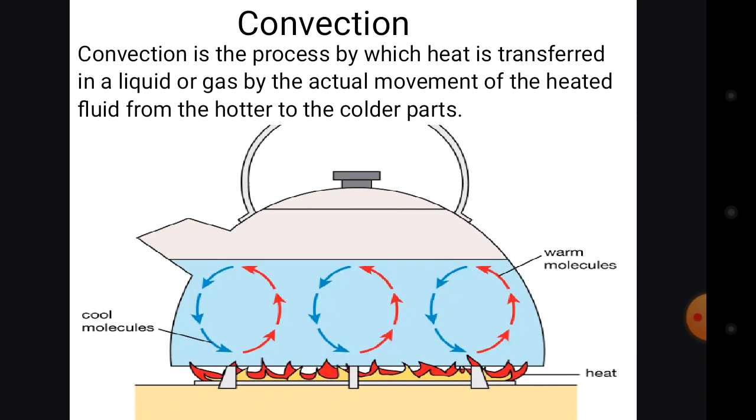All of the water can become hot due to the heat energy, or thermal energy, that is heating the molecules. So this is how convection takes place. It is the process by which heat is transferred in a liquid or in a gaseous form, by the actual movement of the heated fluid from the hotter to the colder part.